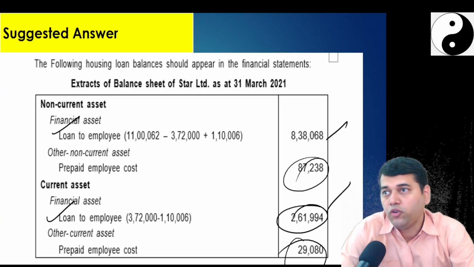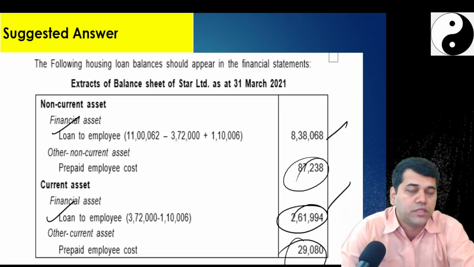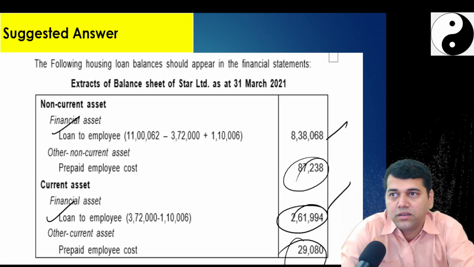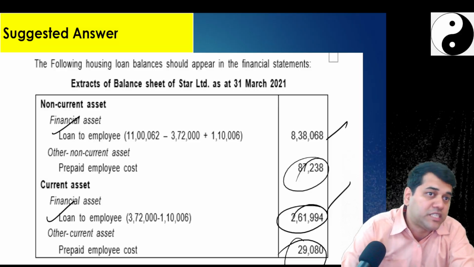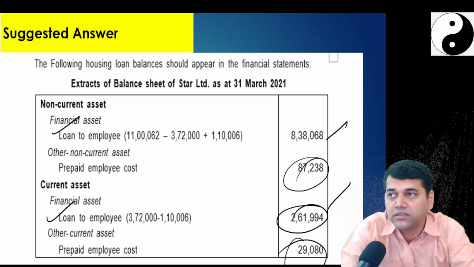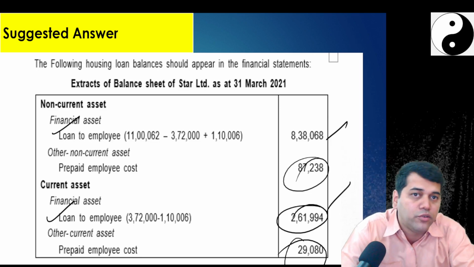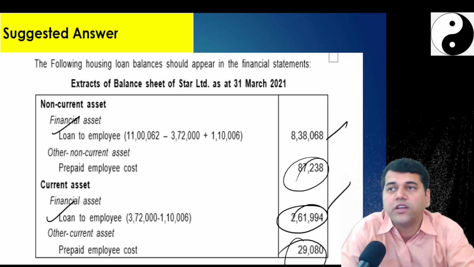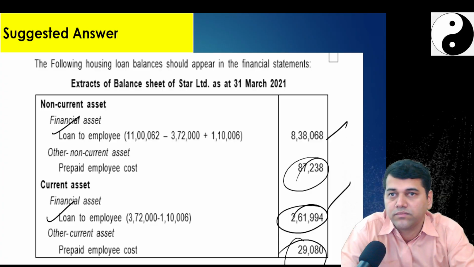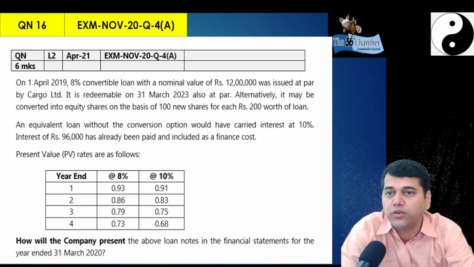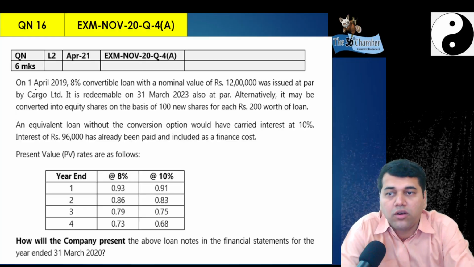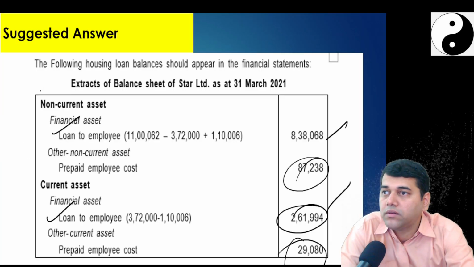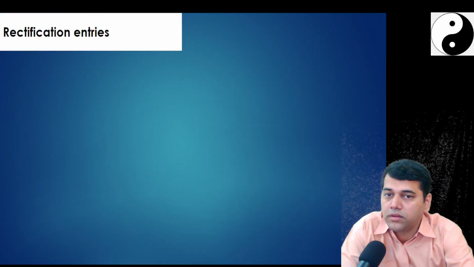So, I hope with all these problems, you must have got one fair idea. Rectification mistakes can happen. They may ask us to explain. They may ask us for a balance sheet extract, rectification entries, calculation of the values. So, you figure out your way. Okay, now the last question which has come in your November 20 exam for 6 marks on this one.